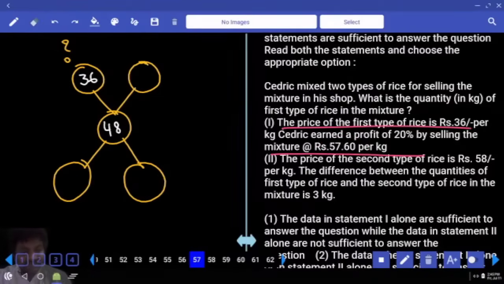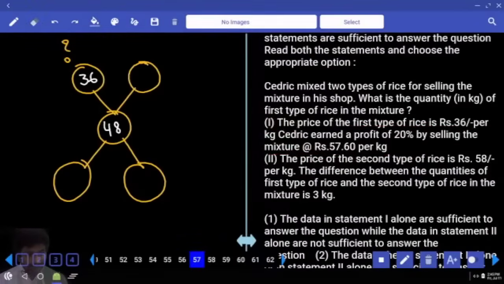This is the data given in the first information. Is this sufficient to answer the question? Because we need the cost price of the second variety and also one piece of information about quantity. They are not there, so one alone is not sufficient.